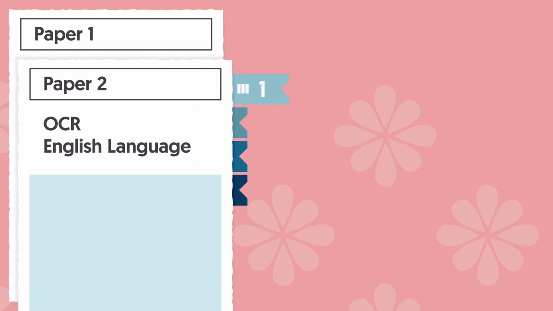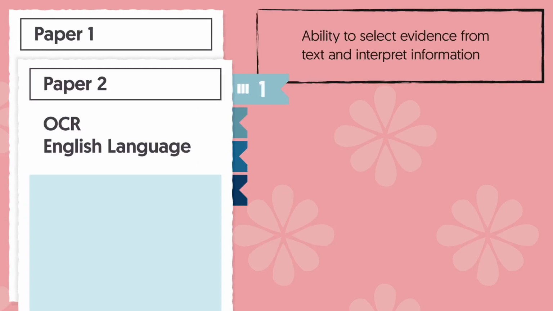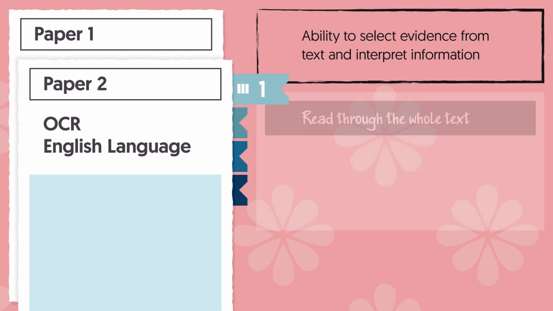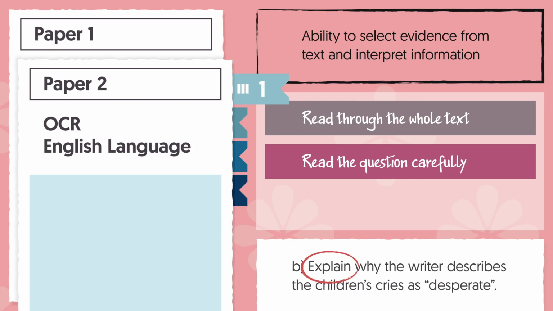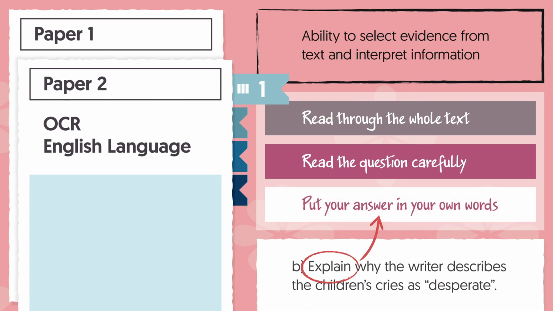Okay, that's about it for this question. It can come in 2 parts or 3, but the skills being tested are the same: your ability to select evidence from the text and interpret information. We'll leave you with 3 top tips. Remember to read through the whole text before you begin your answer. Always read the question carefully to make sure you fully understand what it's asking you. And if you see the word explain in question 1, it means you need to put your answer into your own words.